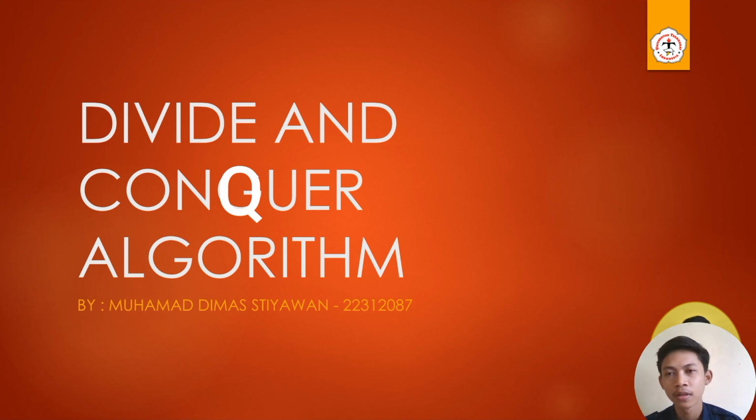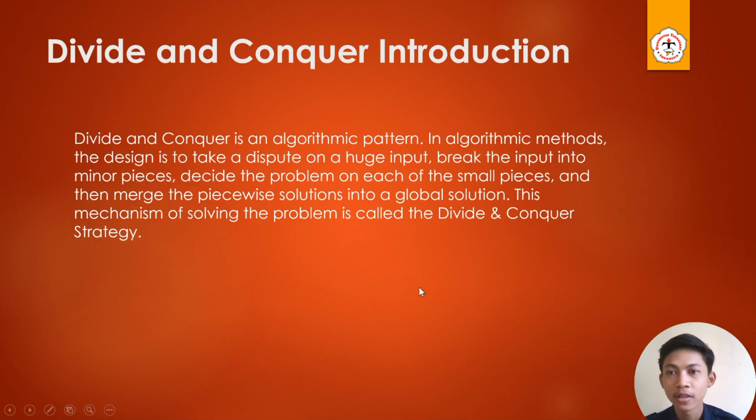Okay, in this video I will explain the divide and conquer algorithm. So what is a divide and conquer algorithm? Divide and conquer is an algorithmic pattern. In this algorithmic method, the design is to take a problem on a large input, break the input into minor pieces, decide the problem on each of the small pieces, and then merge the piece-wise solutions into a global solution. This mechanism of solving the problem is called the divide and conquer algorithm strategy.